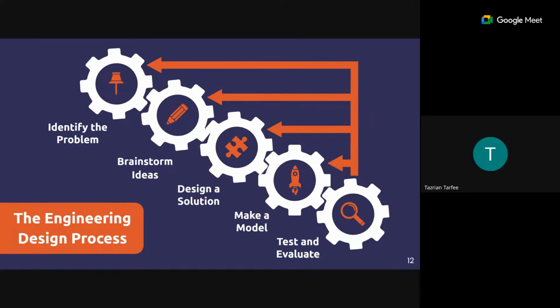I'm sorry about that. So in the fifth step, we're going to test and evaluate, and we're going to make sure that the design and the product we've made serves the purpose. If it does not, we can go back to any of the previous steps before and repeat the process.